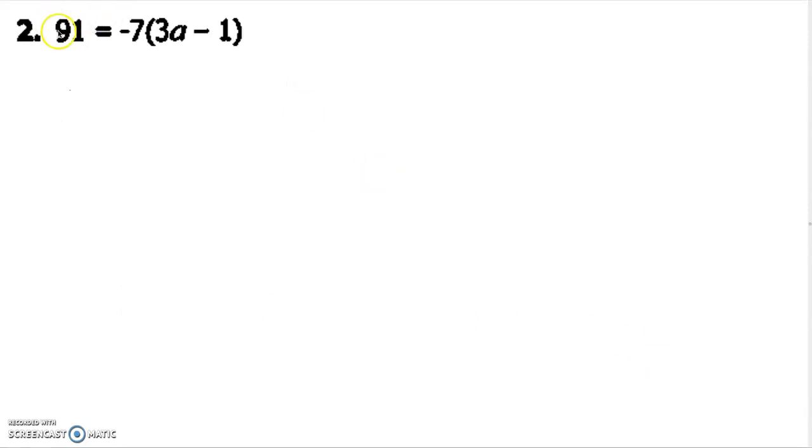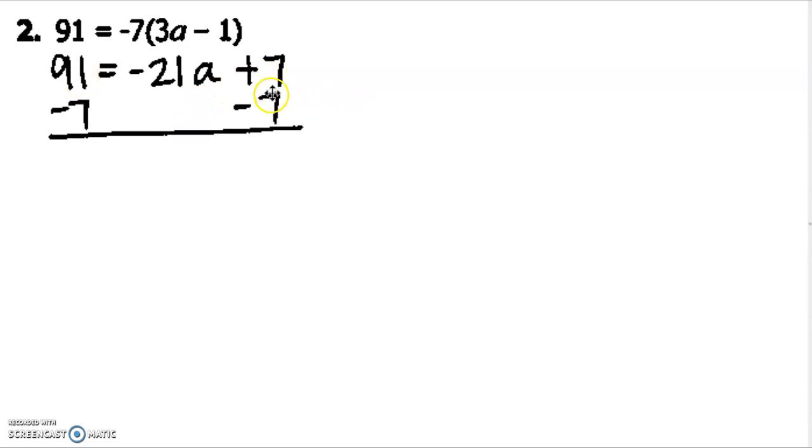For our next example, we have 91 equal to negative 7 times the difference of 3a and 1. So we notice that the negative 7 is in front of that set of parentheses, which means we need to distribute that negative 7. We're multiplying the negative 7 times everything in that group. So we have 91 equal to negative 7 times 3 is negative 21. Negative 7 times negative 1 is a positive 7.